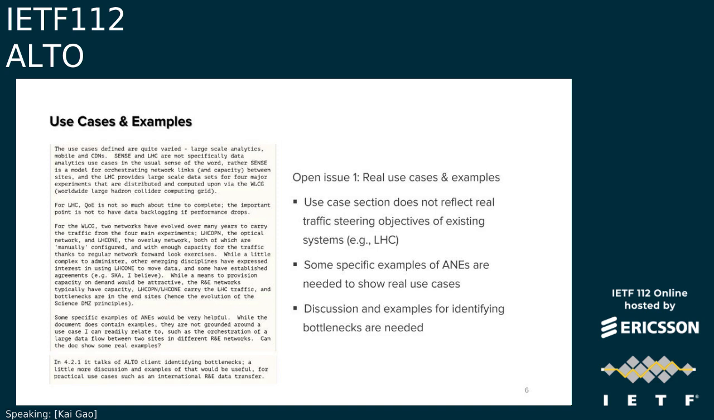So this gives the review for the first issue. Basically, the reviewer argues that in version 17 of the path vector draft, the use case section does not reflect real traffic steering objectives of existing systems, such as the LHC project. And also some specific examples of ANE are needed to show real use cases. And also some discussion and examples for identifying bottlenecks are needed. So next slide, please.